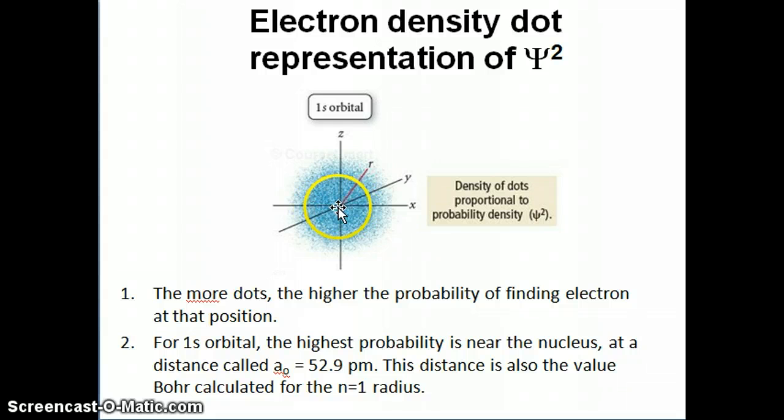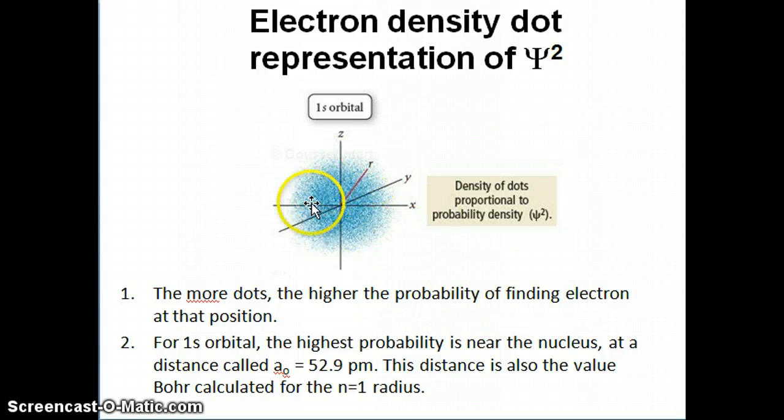The nucleus is always at the center. And then the atom itself, of course, is represented here by the electron density, which is this bunch of blue dots, and all that represent the electron density. So, as it says here, the density of dots is proportional to the probability density, or proportional to psi squared. The way to interpret this is very easy: the more dots, the higher the probability of finding the electron in that position.